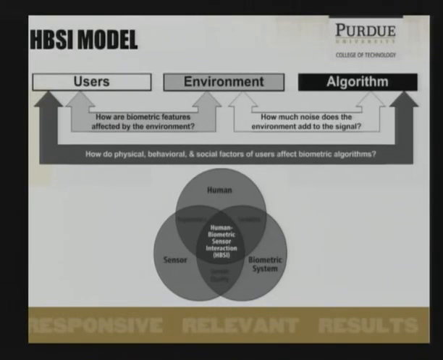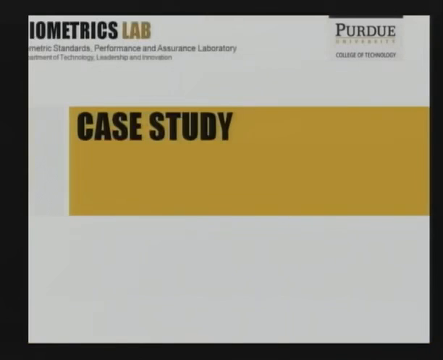How are the biometric features affected by the environment? We do some skin analysis in the lab. So we'd like to know how the moisture, elasticity and oiliness of your skin, for example, impacts the sensor. It does. How much noise does the environment add to the signals? We've got bright lights, darkness, and all of that stuff. And then how do physical and behavioral factors from the user affect the algorithm as well?